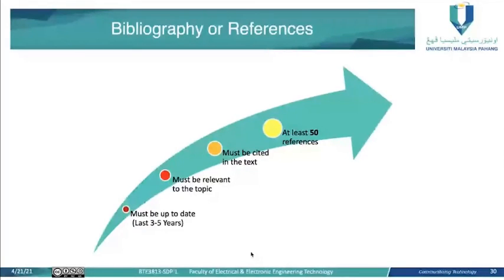Then it must be formatted and generated using EndNote or Mendeley, because this will help you later on when you write your thesis. You do not need to copy each reference separately. You can just go to Google Scholar, import to EndNote, then cite in the text in Word. It will be automatically generated at the end of your proposal or your thesis.